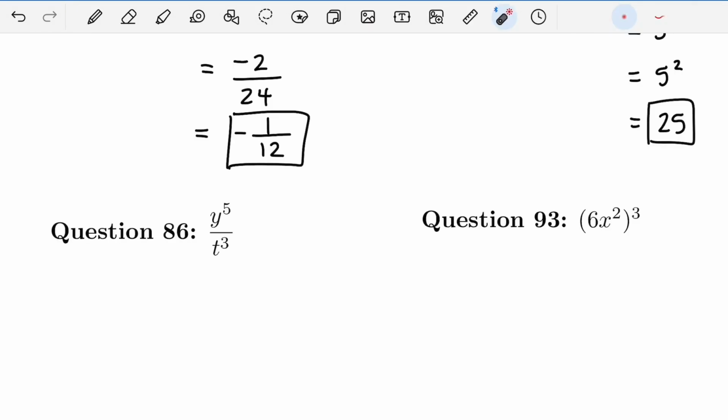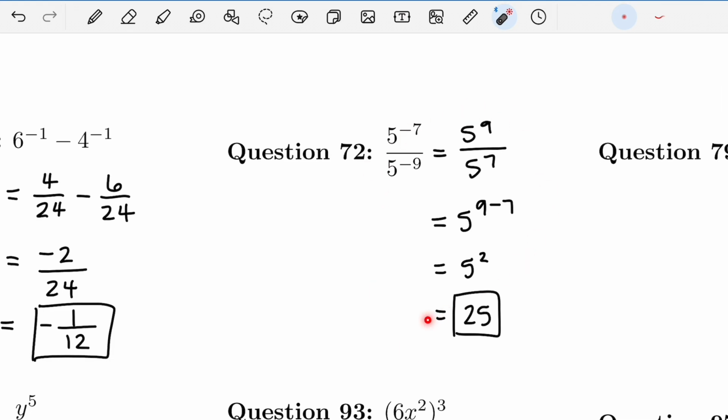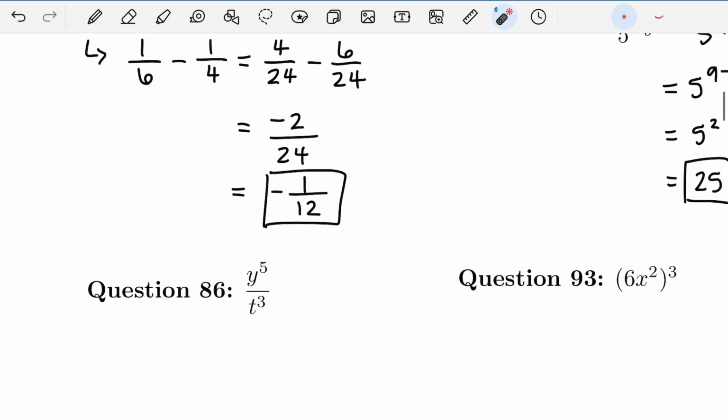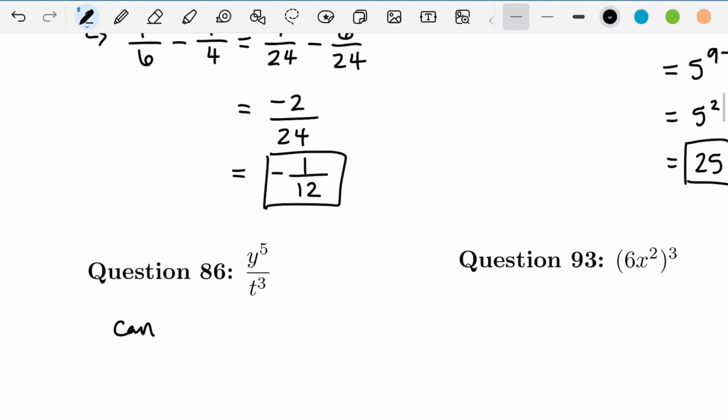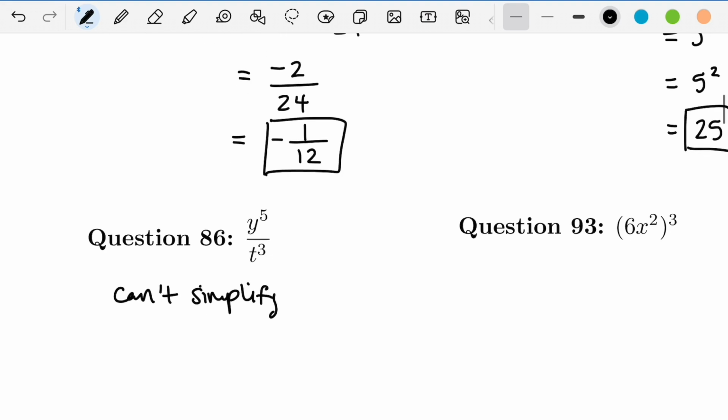In this next example here, we again have a fraction with an exponential expression in the top and bottom. So we might want to subtract these exponents, just like we did in this example here. But in this example, our bases were the same. We had a 5 and a 5. And in this example, our y and t bases are not going to be the same. So we've run into another example where we can't simplify this. And that's because y and t are not the same base. So we'll just leave it at that.